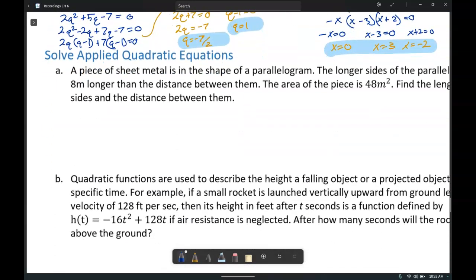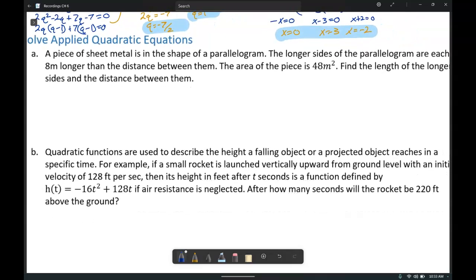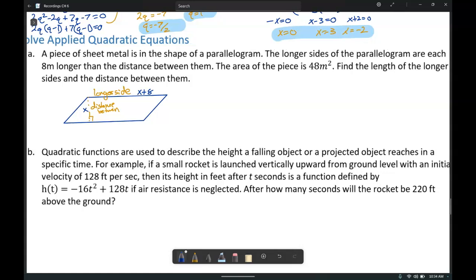Lastly, we can apply using word problems. A piece of sheet metal is in the shape of a parallelogram. So let's start by drawing a parallelogram. The longer sides of the parallelogram are 8 meters longer than the distance between them. So we can use the distance between them as x and the length of the longer sides as x plus 8. The area of the piece is 48 meters squared. Find the length of the longer side and the distance between them.